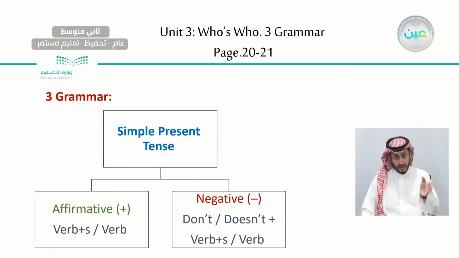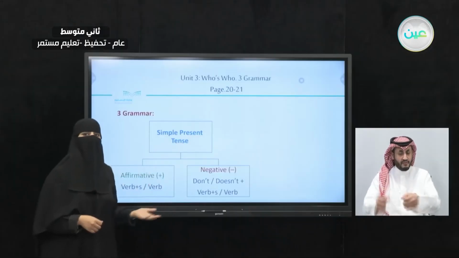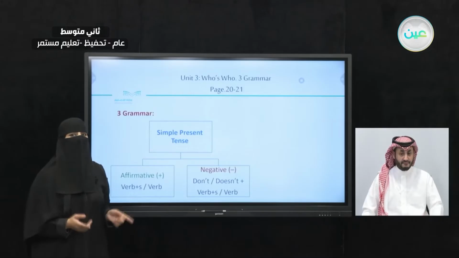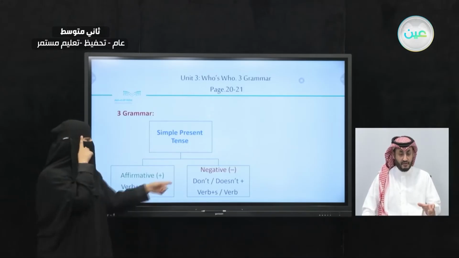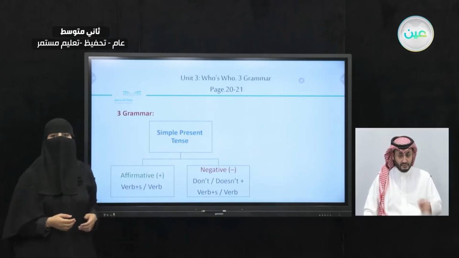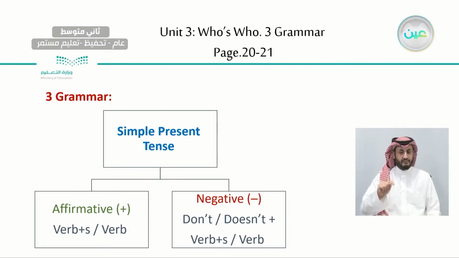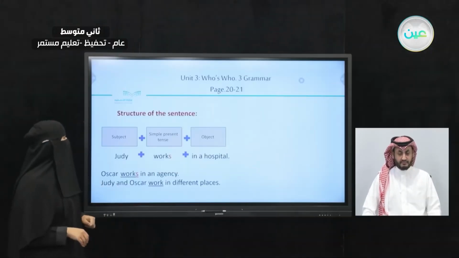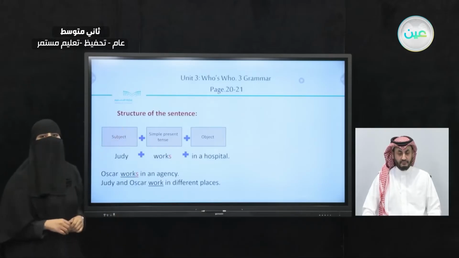So, simple present tense, we have affirmative forms and we have negative forms. I told you before, every time you listen to the word negative, we have to put don't or doesn't. So it's the opposite of the sentence. Affirmative verbs, verb plus S or verb by itself, or the negative form, we add don't or doesn't to the verbs. But we want to see when are we going to add the S and when are we not going to add anything to the verb. This is the structure of the sentence.